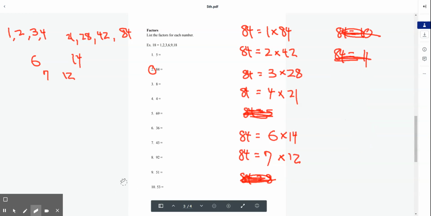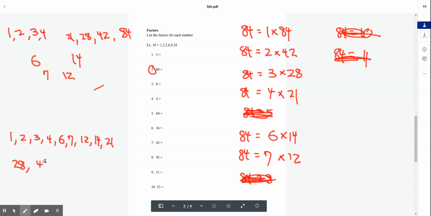Now that we tried 11, there are no more numbers that we can try, since we already know that 12 is a factor, and we know that we're not missing any, since we went in ascending order. So we filled all the gaps. To organize this, we have 1, 2, 3, 4, 6, 7, 12, 14, 21, 28, 42, and 84 for our factors of 84.